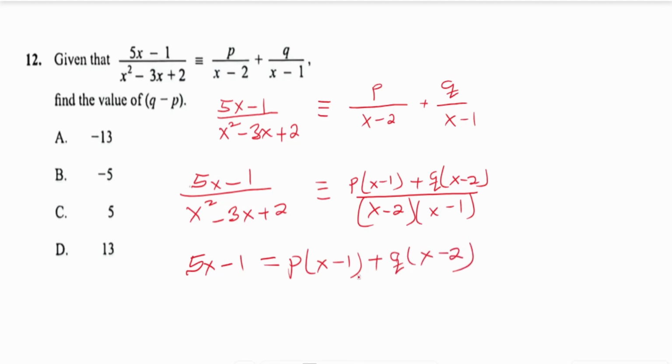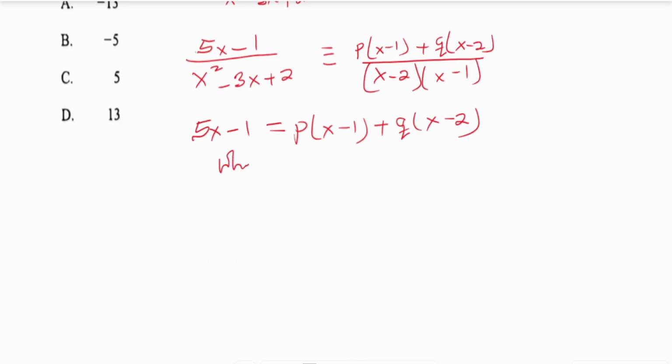And then using the cover-up method, we try to eliminate one term of this at a time to find the value of the other. So we'll see that looking at this, when x equals 1, the whole of this term here will be 0. Then we can solve for q. Then we can do x equal 2 to make here 0 and solve for p. So that's what we'll be doing.